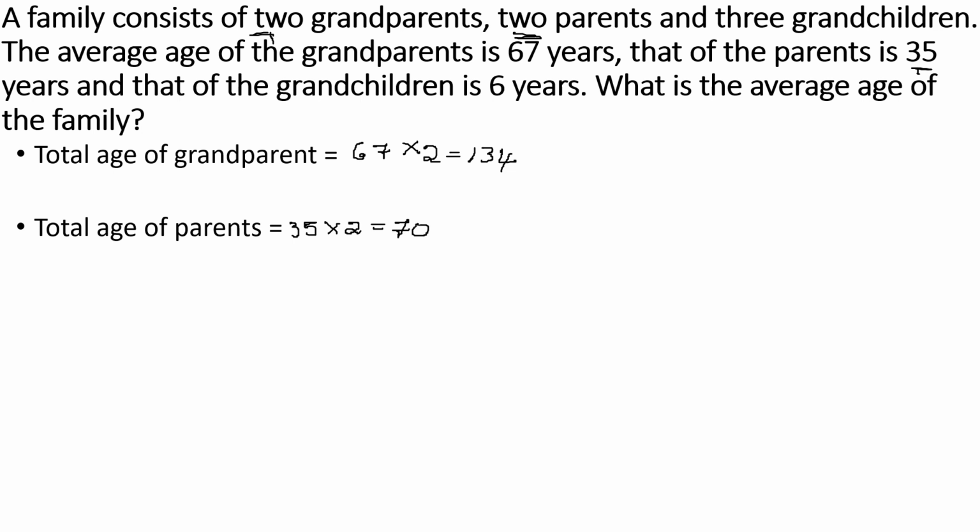Now for the grandchildren, the average age is 6 years, and there are how many children? There are 3 grandchildren. So the total age will be 6 into 3, that is 18 years. Now we have grandparents 134, parents 70 years, and kids 18 years.